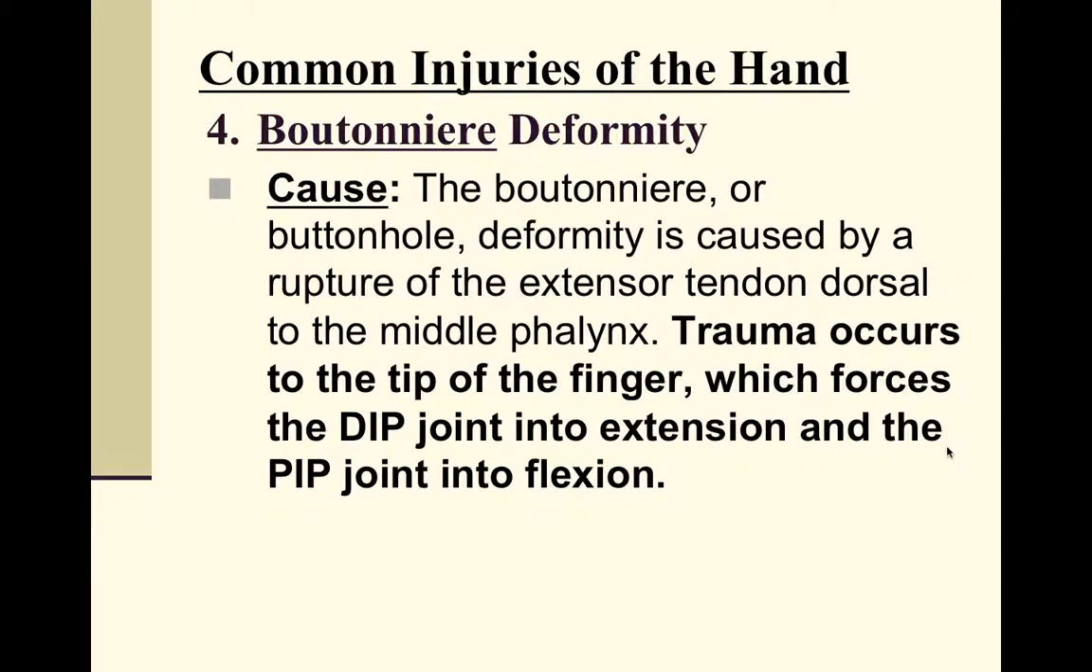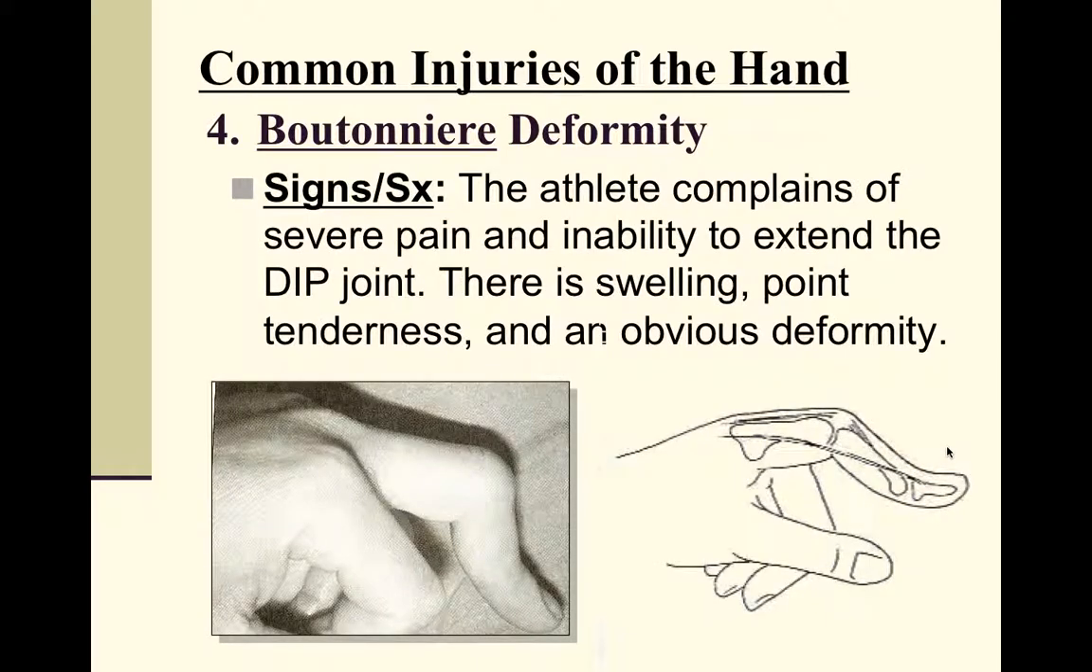Boutonniere deformity. Boutonniere means buttonhole, in case you didn't know that. And it is caused by tearing the extensor tendon of the middle phalanx. So it's a little bit different than mallet finger, and the finger's going to look different when they come in with it. So the DIP joint is extended, the PIP joint is flexed. It looks like this, okay? Don't really know why it's called a buttonhole deformity, but somebody decided that.